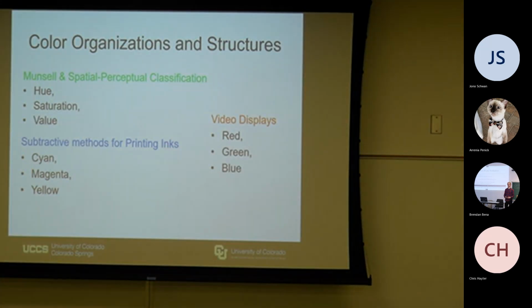So there are a variety of color systems, but there are always 3 dimensions there. In all color organizations, every color is located in 3 spaces, described by hue, saturation, and value in Munsell and other special perceptual classification. By red, green, and blue components in various additive methods for video displays, and by cyan, magenta, and yellow components in subtractive methods for printing inks.